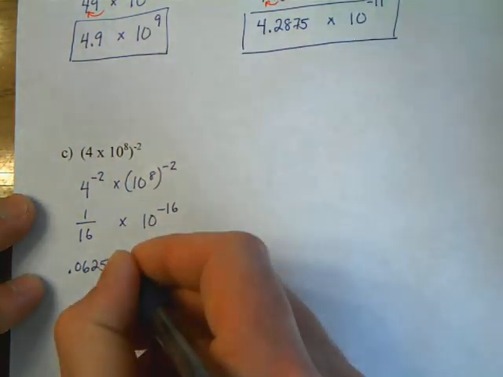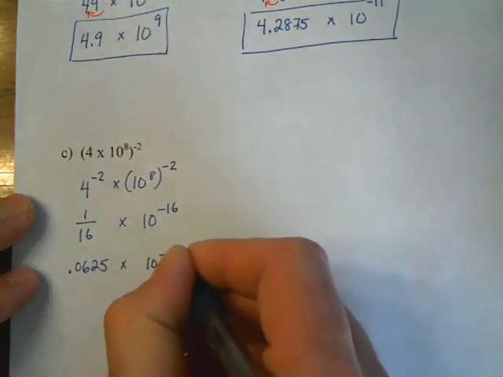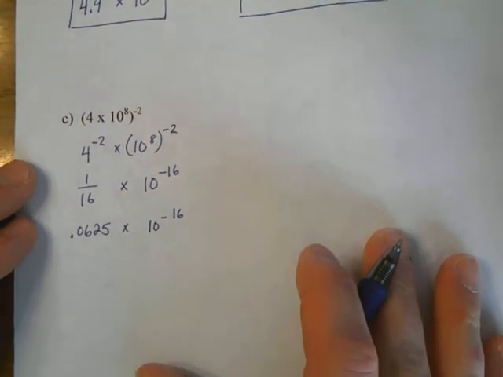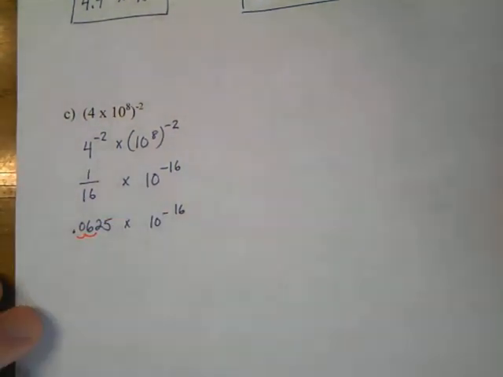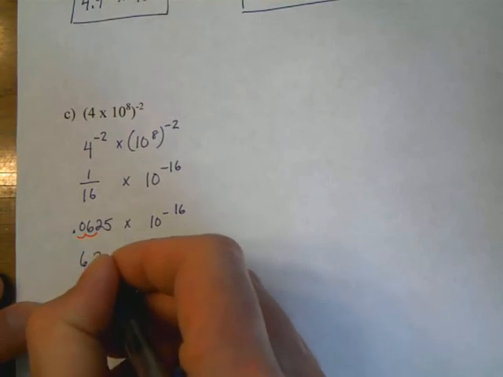That's 1/16, which is 0.0625. Why is it 1/16? Because it's 1 over 4 squared. Well, now we have times 10, multiply your exponents, negative 16.